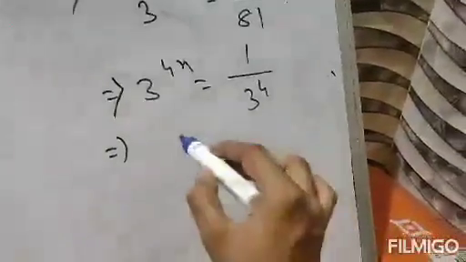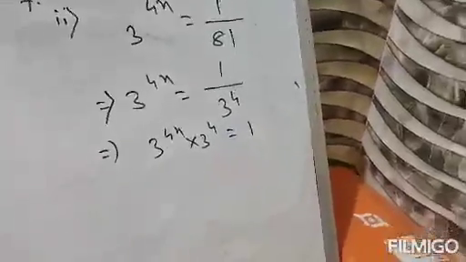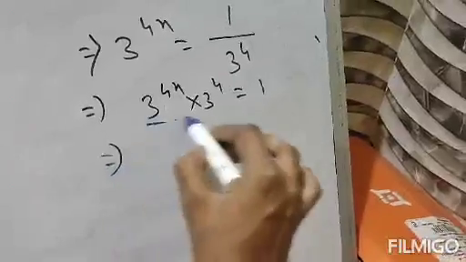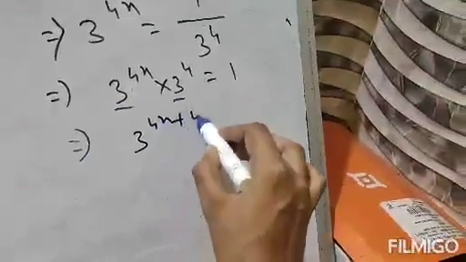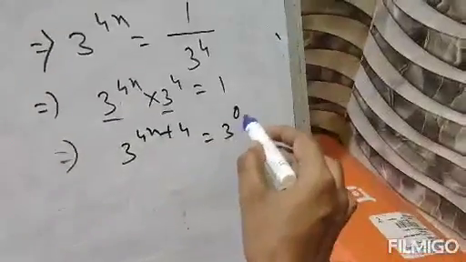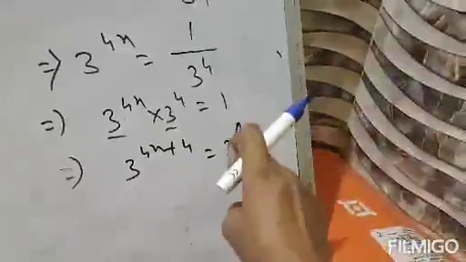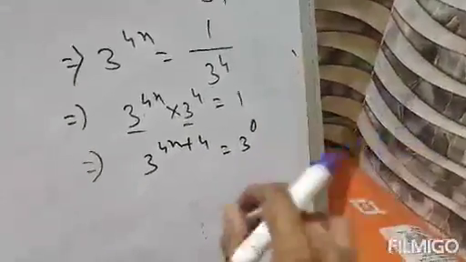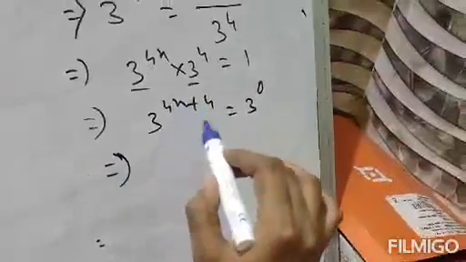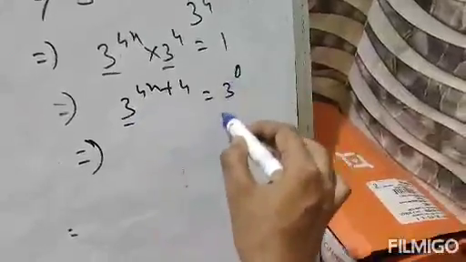Now just cross multiply. That means 3 to the power 4x into 3 to the power 4 equals 1. Since the bases are same, the powers will get added. And 1 we can write as 3 to the power 0, because if the power is 0, the answer is 1, whatever the base. We write base 3 because here the base is 3. Now the bases are same, so they will get reduced.